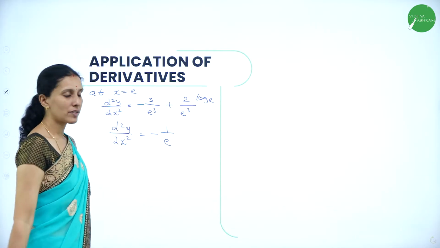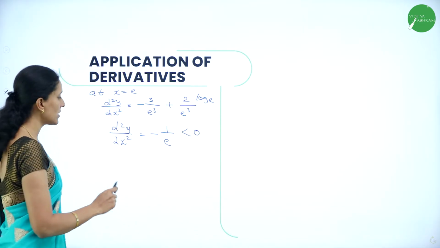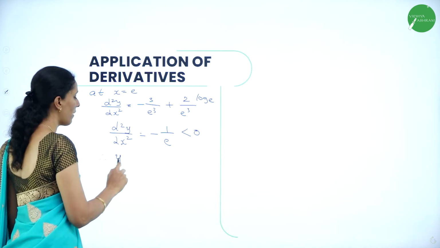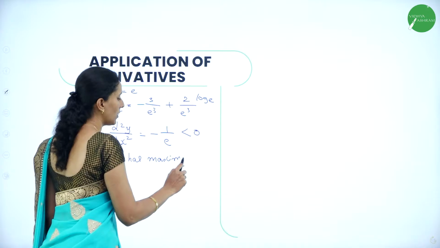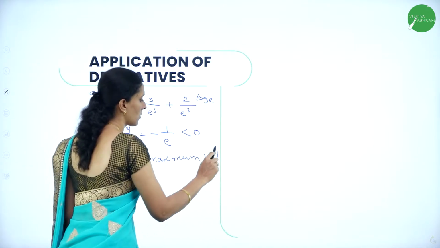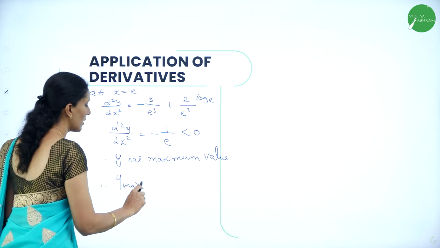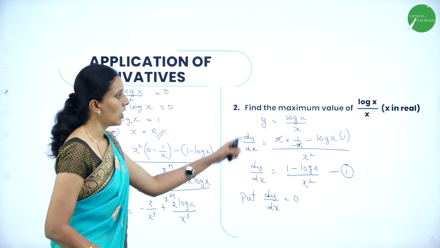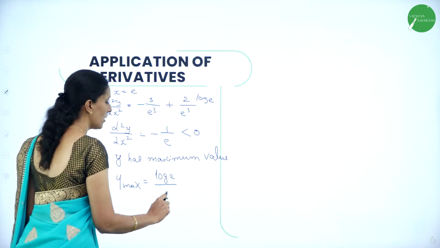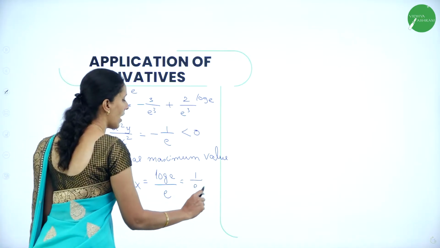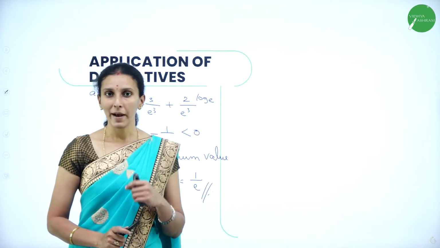Since you have a negative sign, it is clearly less than 0. That means the function is maximum. So, therefore, y has maximum value. So, therefore, y max is equal to, what is the given function? Log x by x, that is equal to log e by e. We know log e is 1. So, the value is 1 by e, or the maximum value of the function is 1 by e.